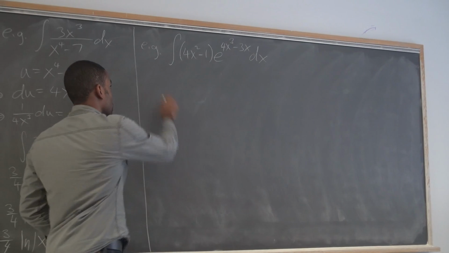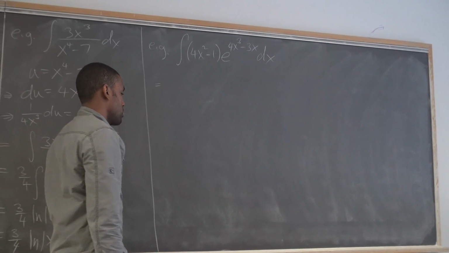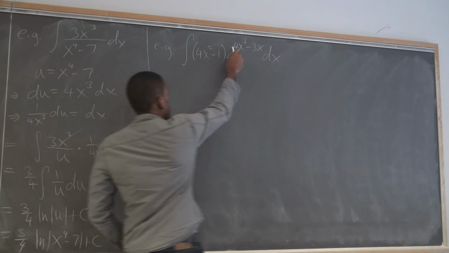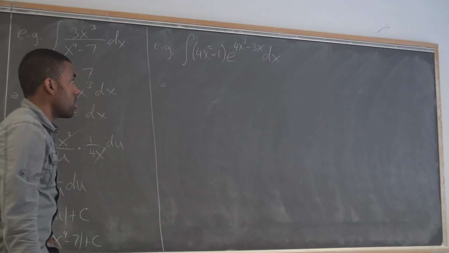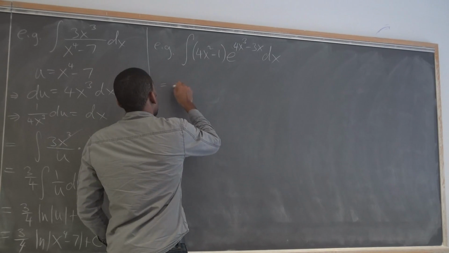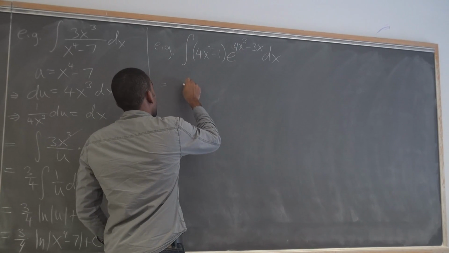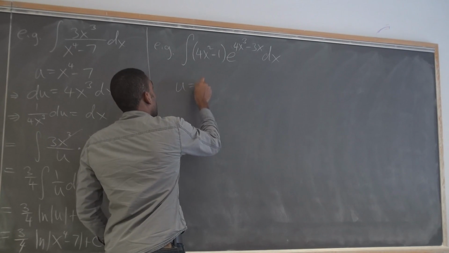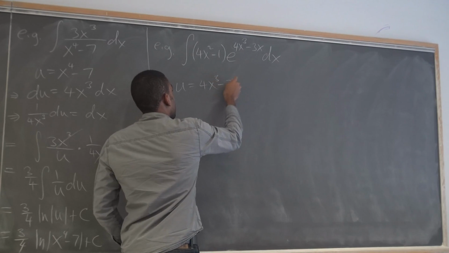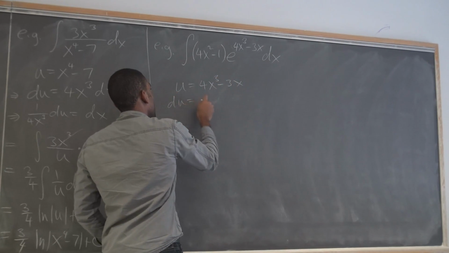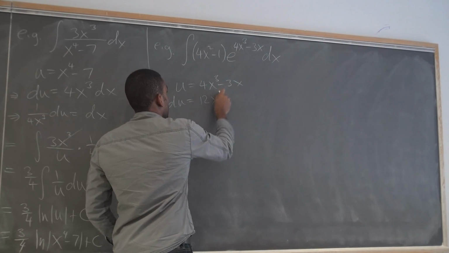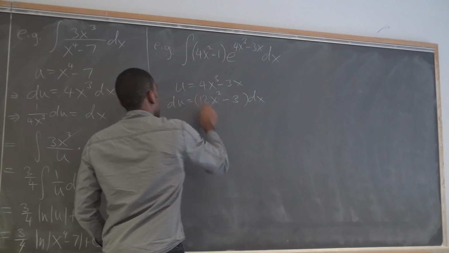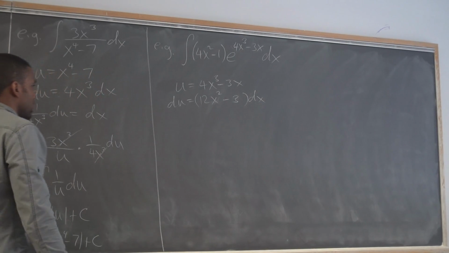I think I made a typo with this one, but how do you try this? Substitute 4x cubed minus 3x. Right, substitute the power of the exponential, because that's what's making it complicated. So we would have 4x squared minus 3. u is equal to 4x cubed minus 3x. Your du would be 12x squared minus 3 dx. Does that help?